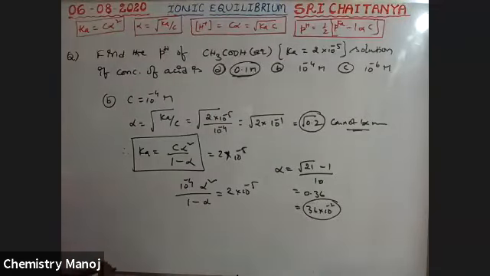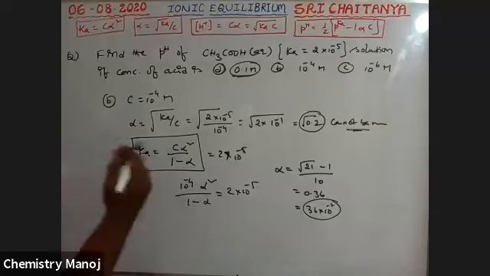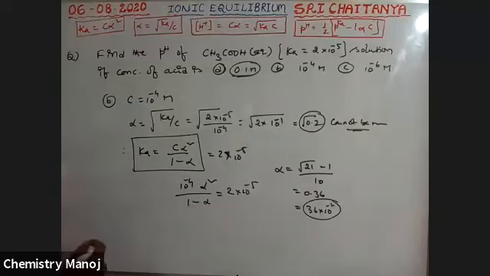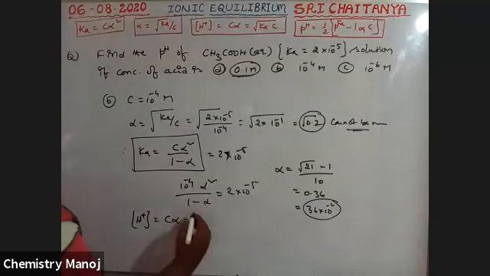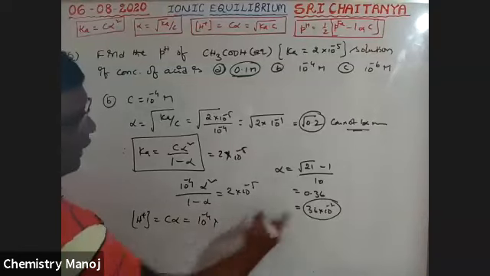36 into 10 power minus 2. So therefore, alpha cannot be neglected. Therefore, H plus concentration is equal to C alpha. That is, C value is 10 power minus 4, and alpha value is this much.